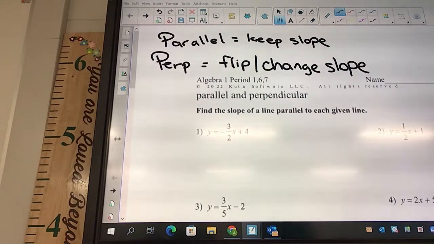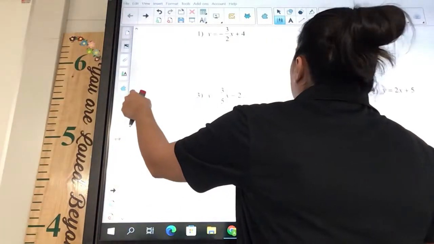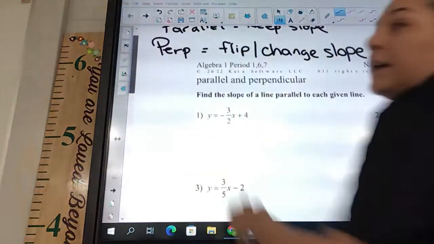And then this very first part, it just wants you to find the slope. So find the slope of a parallel line to each given line.